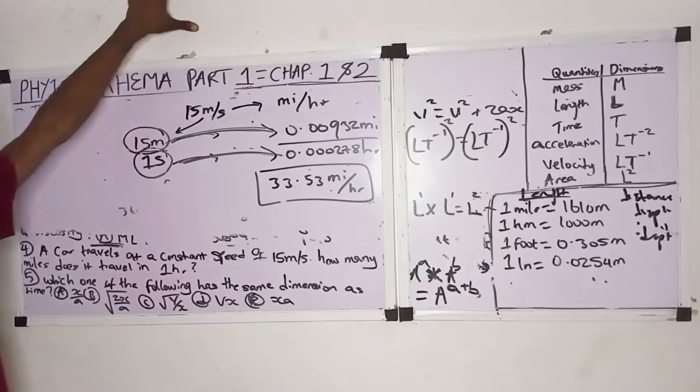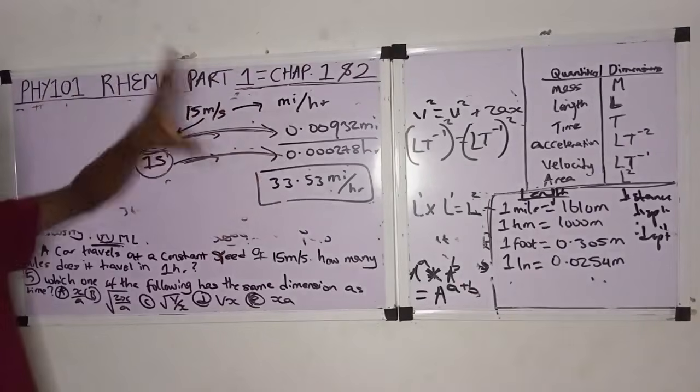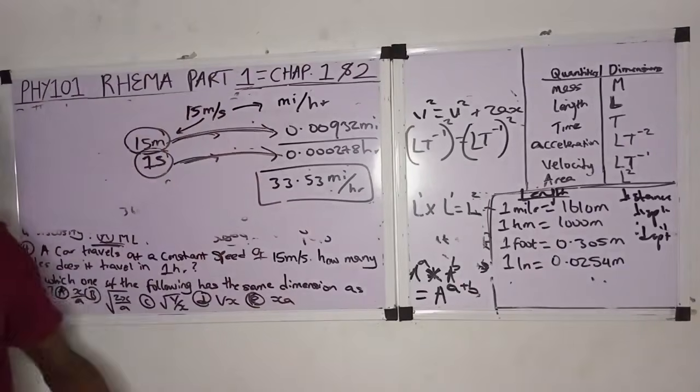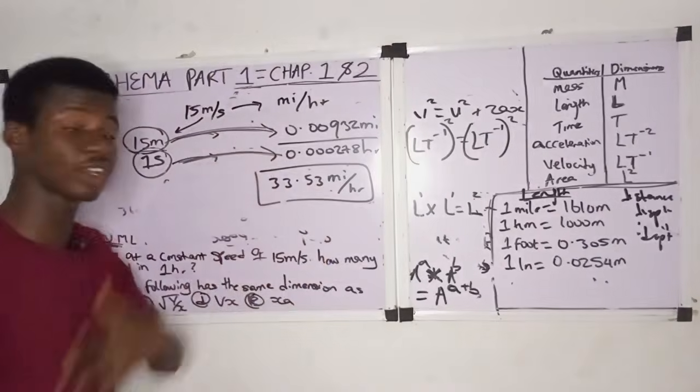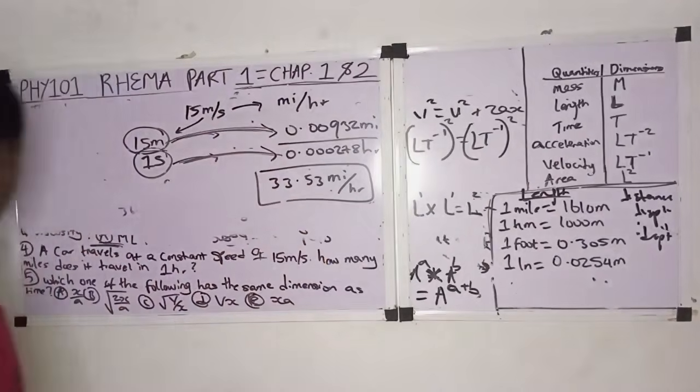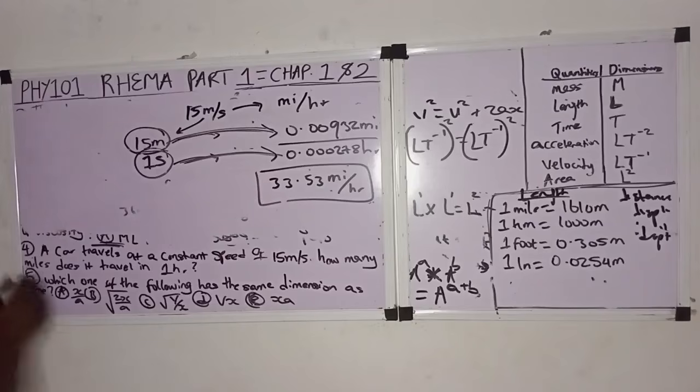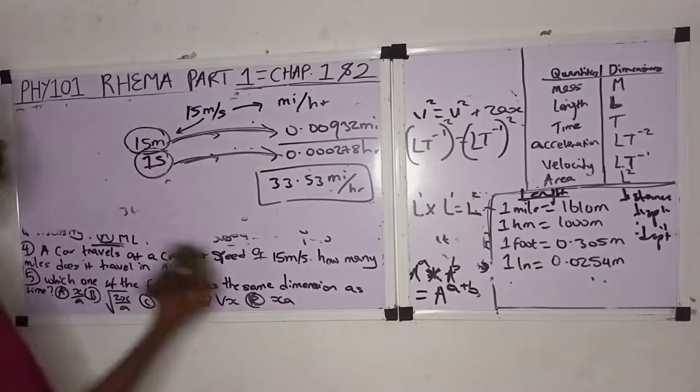33.53 miles per hour. So this is how you do it. You see the question is from conversion factor. Now let's move to the last part. Question 5: Which one of the following has the same dimension as time? It's very easy.